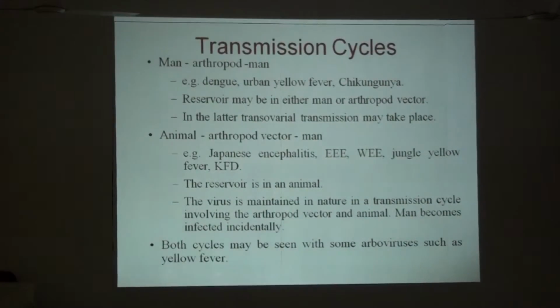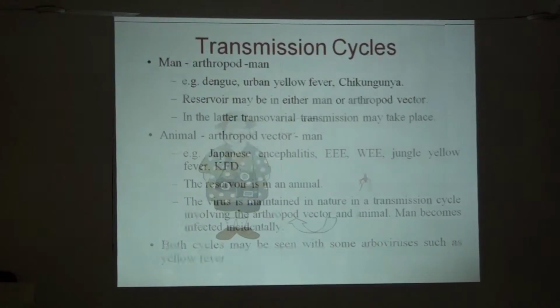In the second transmission cycle, the virus is transmitted from the animal to the arthropod vector and then to man. Here the animal acts as a reservoir of the virus and does not produce any signs or symptoms. The virus only multiplies in the animal and acts as an amplifying agent, and man becomes infected incidentally. Both cycles may be seen with some arboviruses, such as yellow fever.